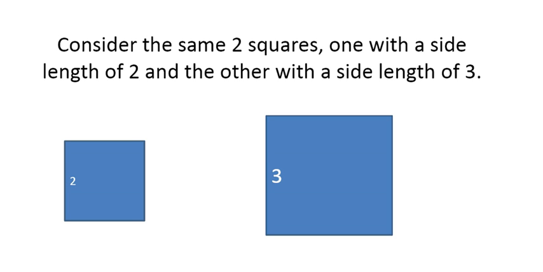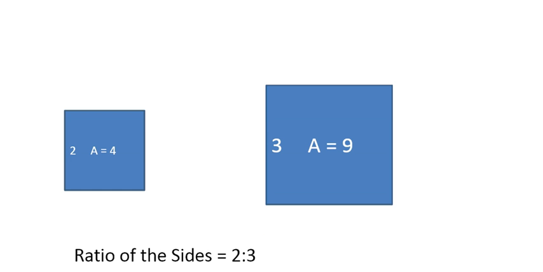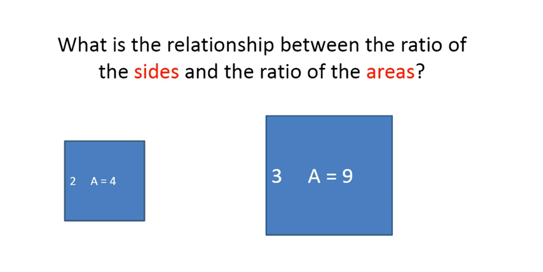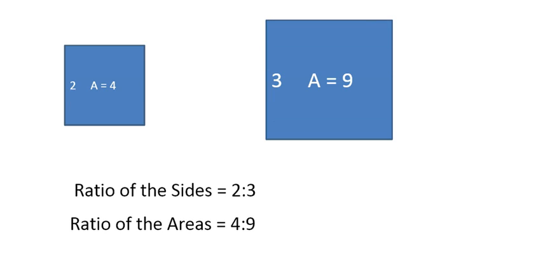Let's take this same idea, so considering the same two squares, and extend this to areas. Now the area of the smaller square is going to be 4 square units, and the area of the larger square is going to be 9 square units. So taking a look at the ratio of the sides, we get 2 to 3, and examining the ratio of the areas, we end up with 4 to 9. And we want to ask ourselves the same question that we asked before. What is the relationship between the ratio of the sides and the ratio of the areas?